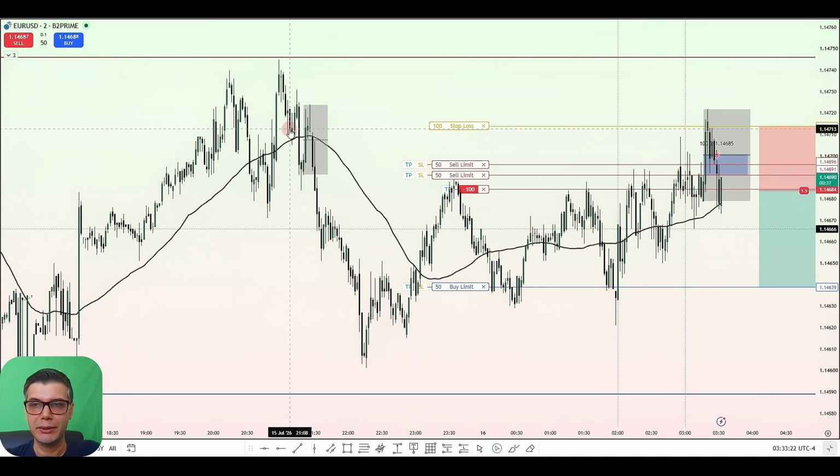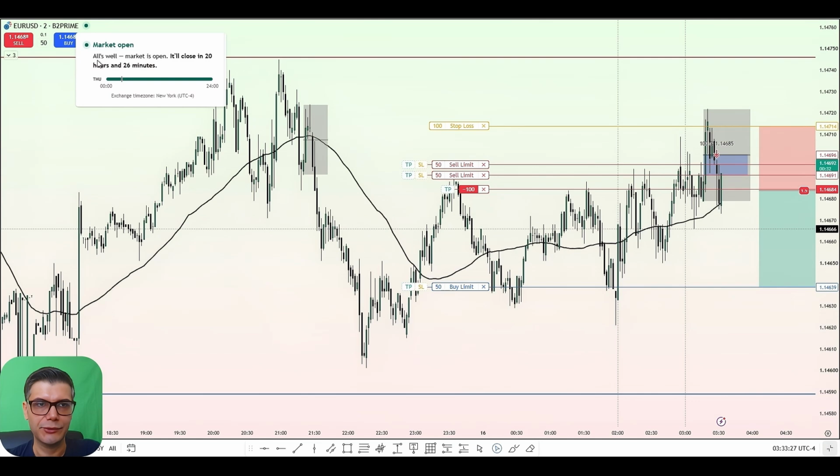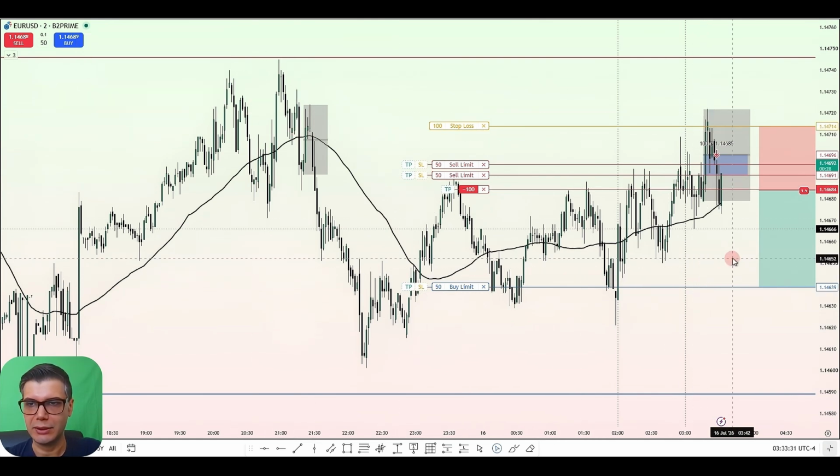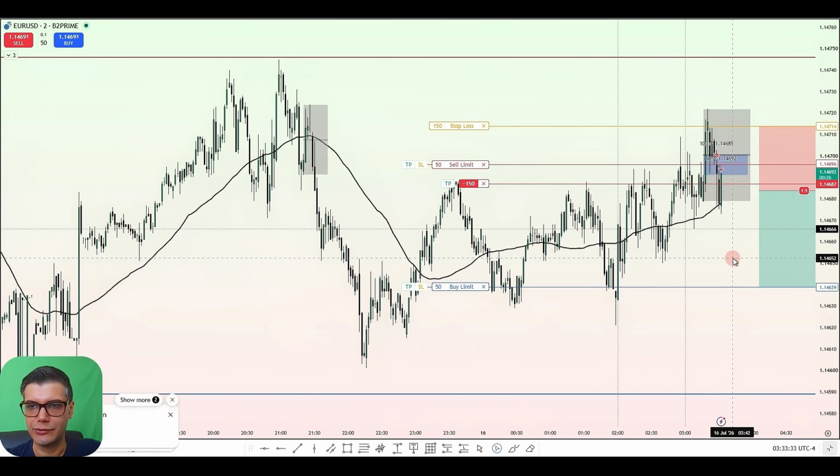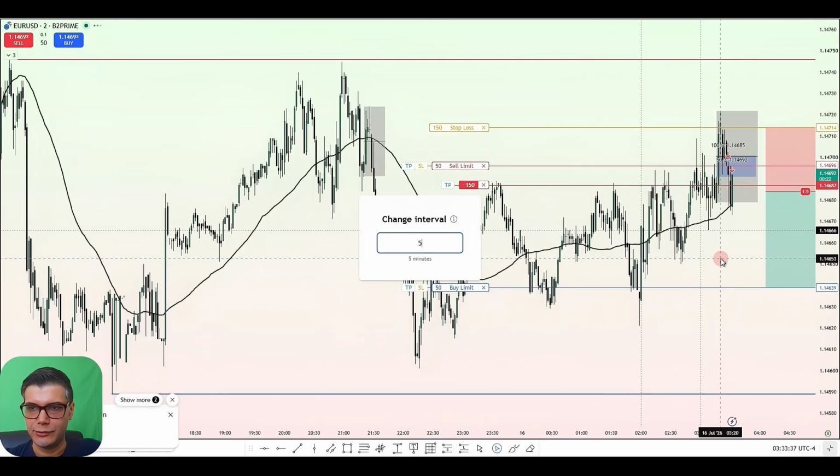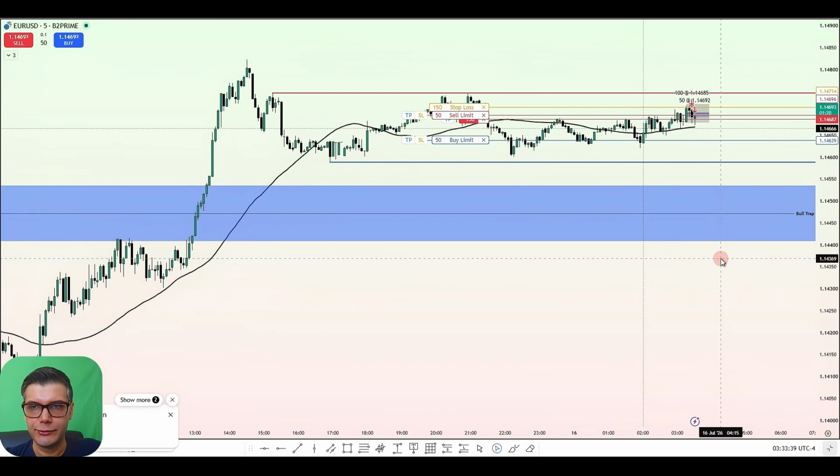Good day, everybody. We're looking at euro dollar live market. The market is open, it's live, no back testing and no offline chart. And of course, there is no market replay. Let's look at the 5-minute chart at first.